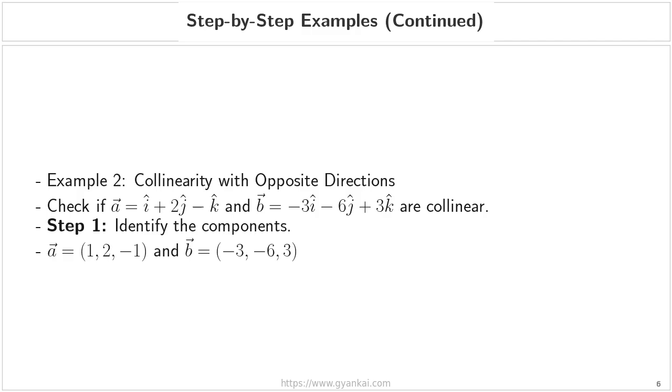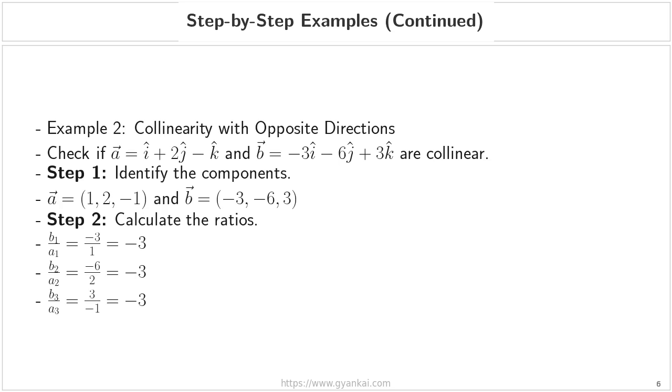Let's follow our standard three-step process. First, step 1, we identify the components. Looking at vector A, the components are 1, 2, and negative 1. For vector B, the components are negative 3, negative 6, and 3. Next, step 2, we calculate the ratios of these corresponding components.